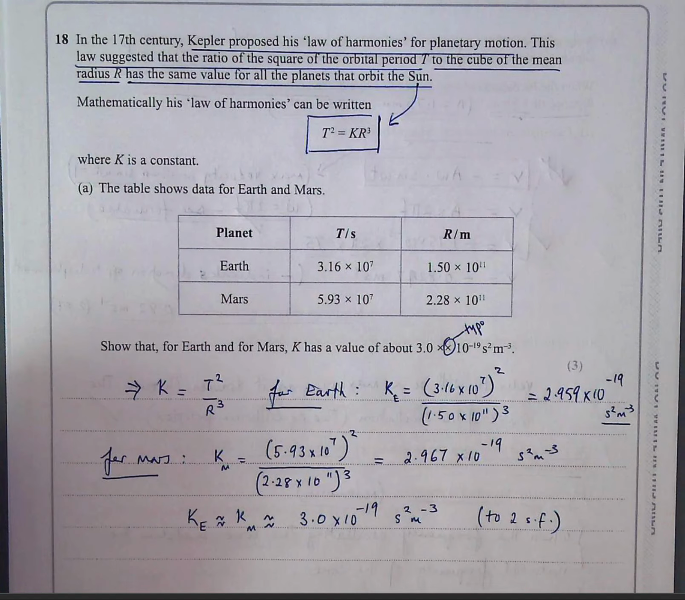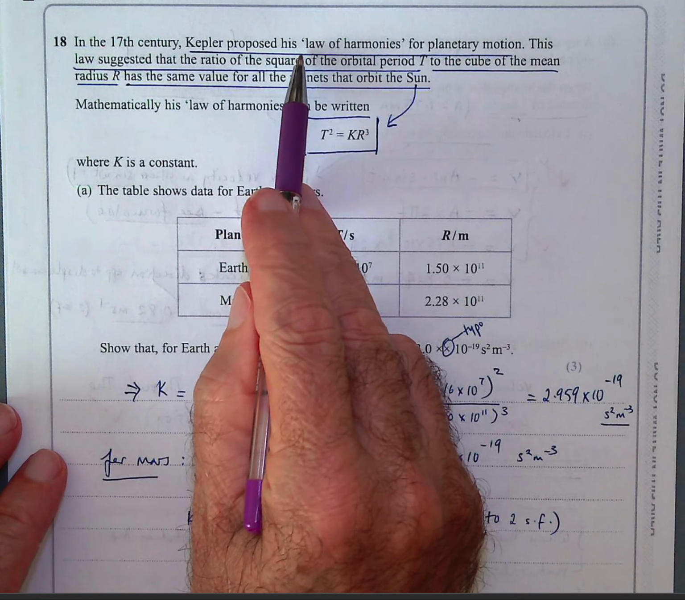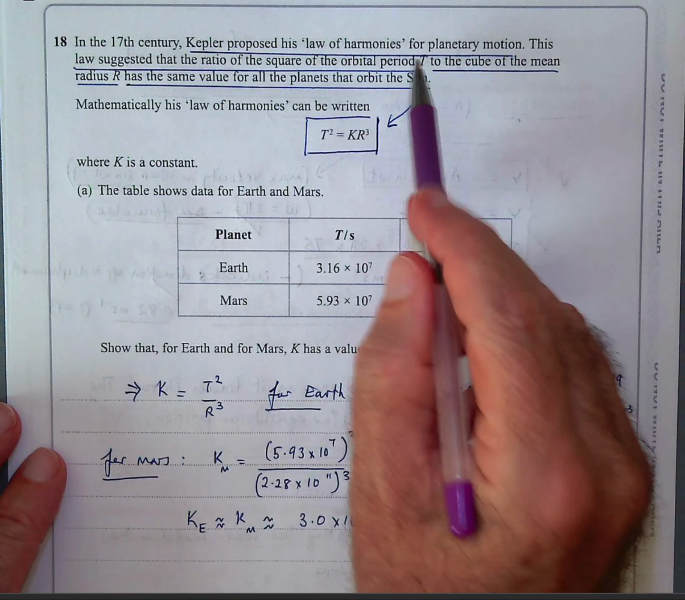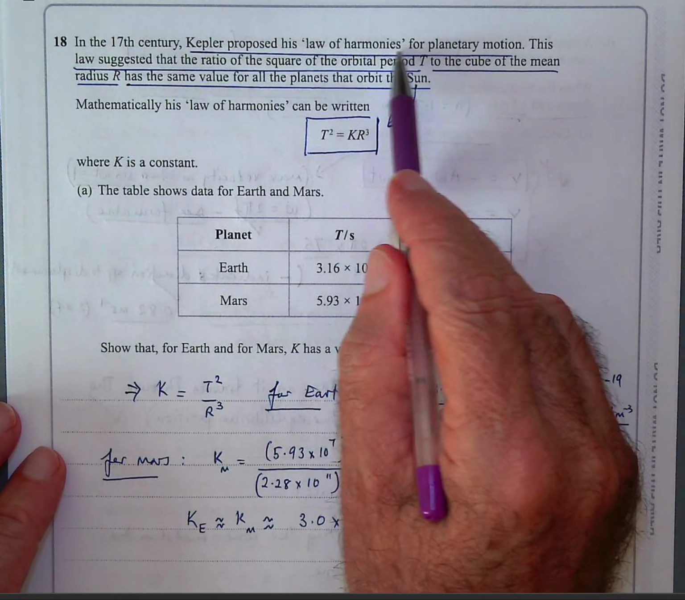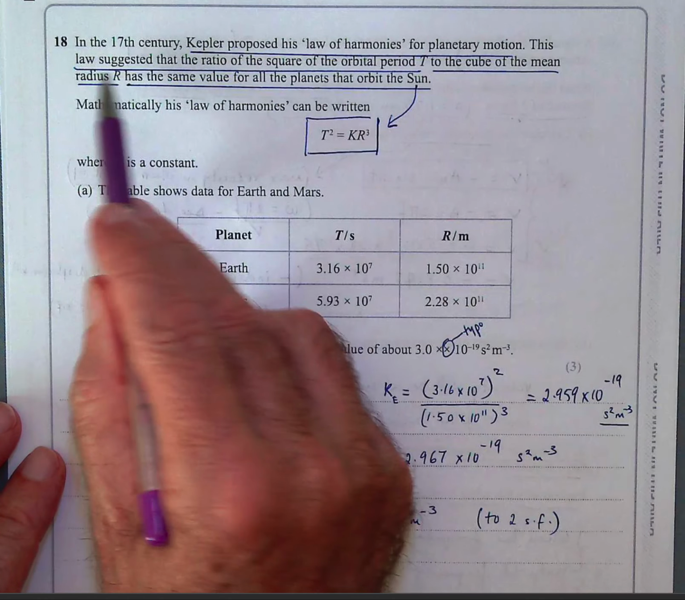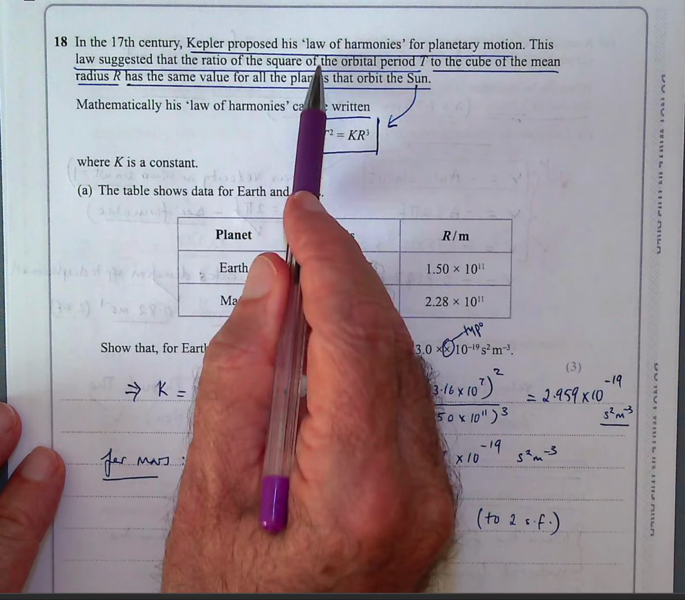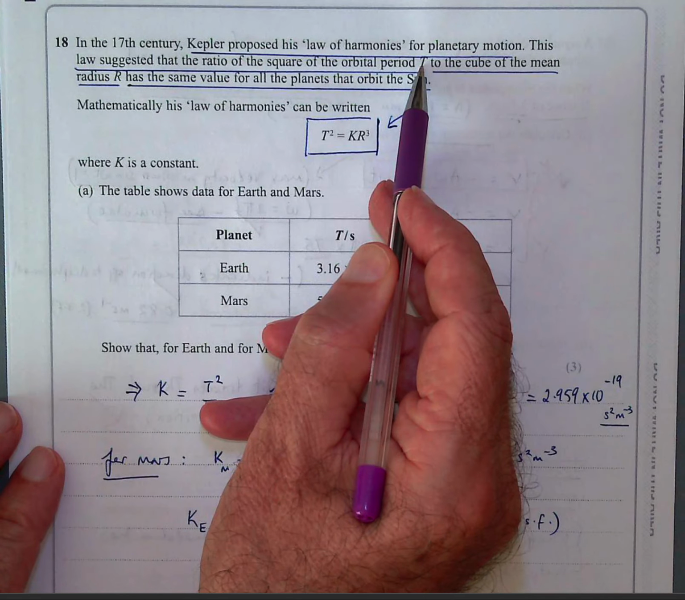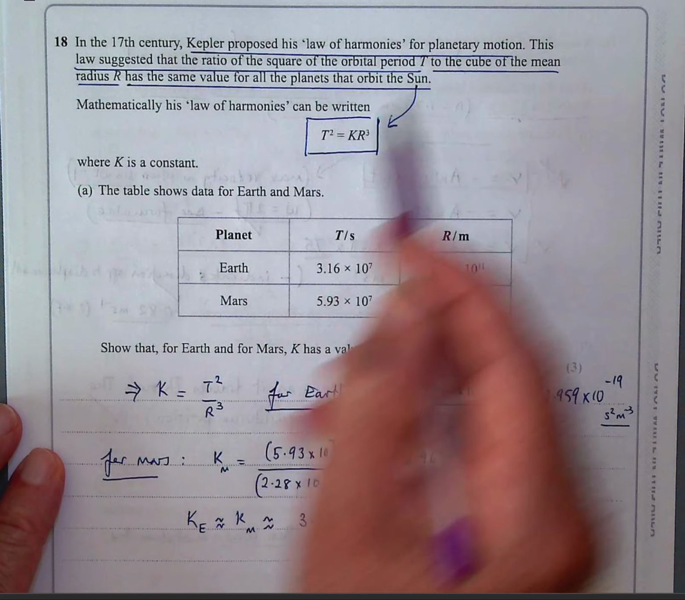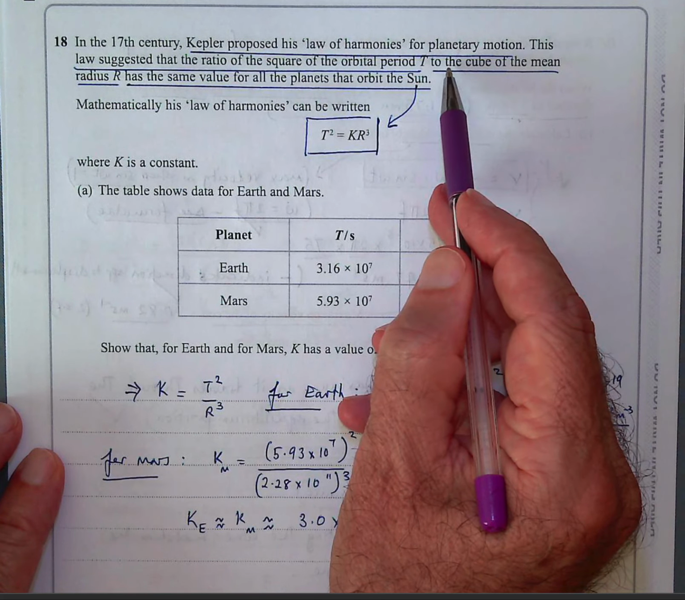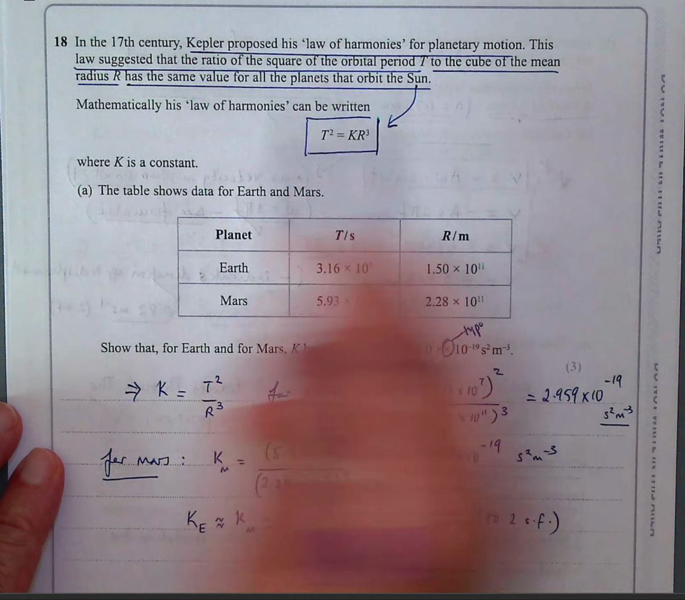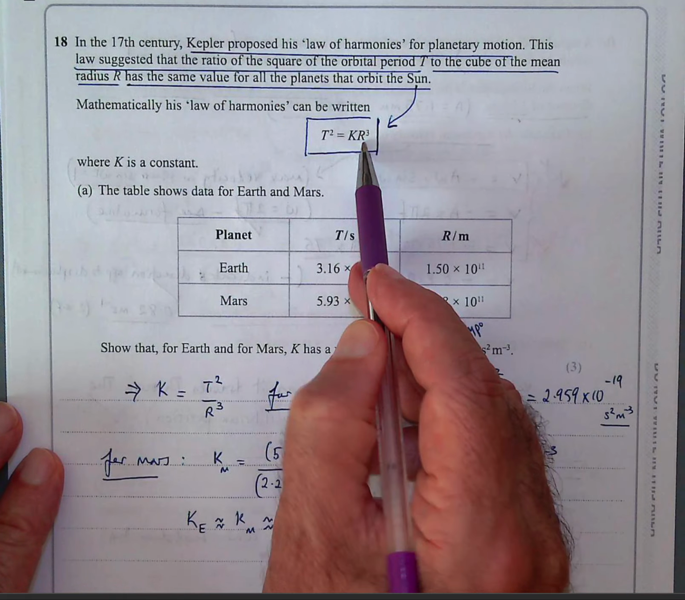Kepler, in the 17th century, proposed his law of harmonies for planetary motion. This law suggested that the ratio of the square of the orbital period, T squared, to the cube of the mean radius, r cubed, has the same value.